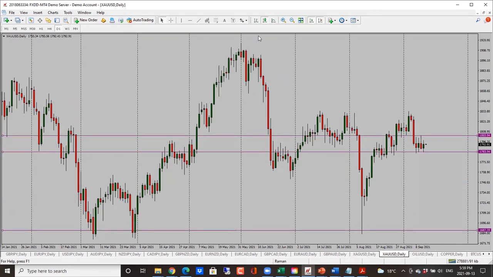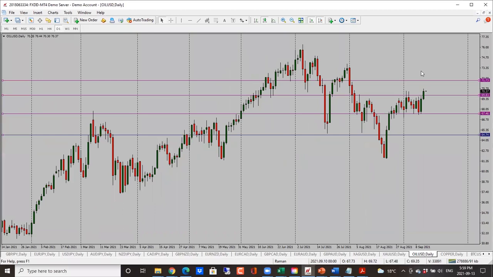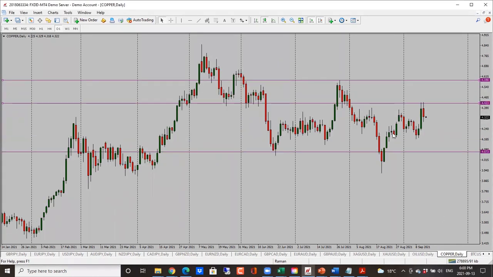Gold has been stuck in a sideways range between 1803 and 1783. So basically looking for a range-bound move. Neutral bias for gold here. Oil has finally broken through the range that it was trading in and now looking for a follow through here. So target is 71.75. So bullish bias for oil.